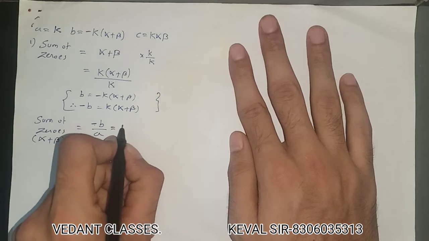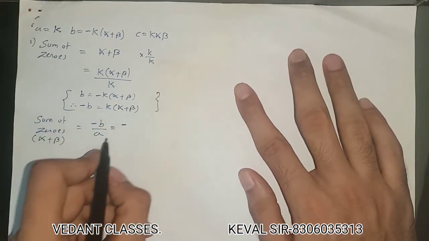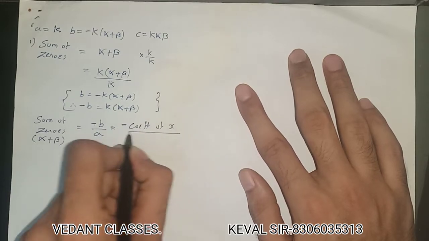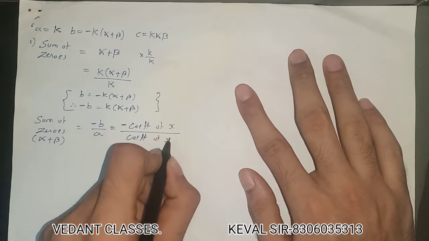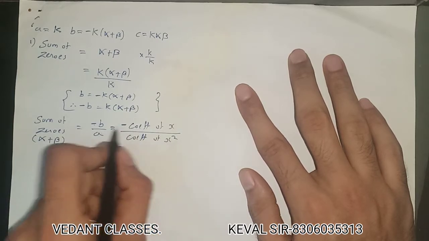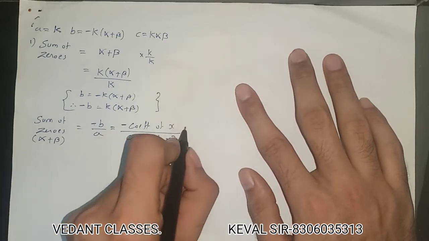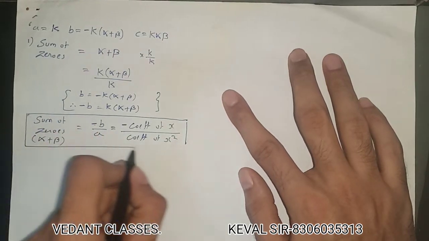What is b? Here b is the coefficient of x. And what is a? That is the coefficient of x square. So this will turn out to be minus b by a, which is negative coefficient of x upon coefficient of x square. So this is the proof for the sum of zeros.